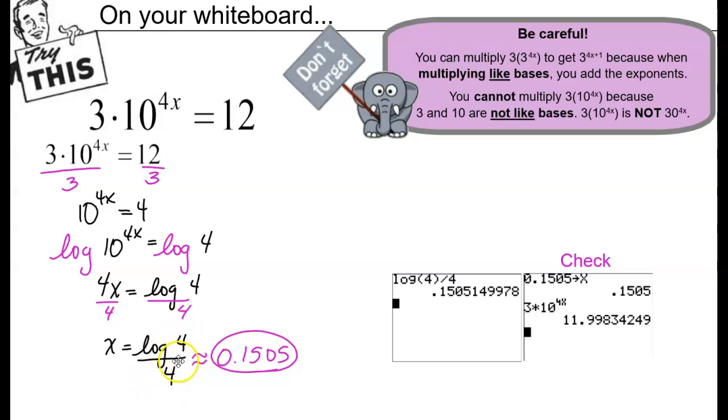And remember, you cannot cancel those 4s. They're not like terms. So you evaluate in the calculator the common log of 4 and then divide that result by 4. Rounding to 4 decimal places is 0.1505. And then you can go ahead and check your answer. And with the rounded value, 3 times 10 to the 4x is 11.9983, which is close enough to 12 to consider that it checks.